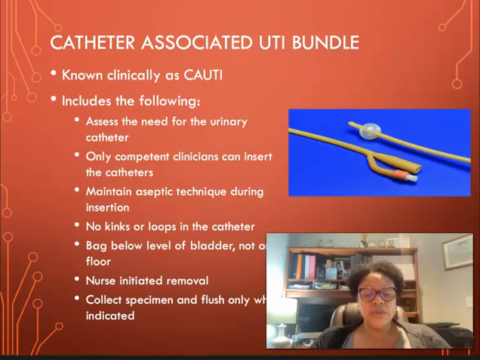Another thing is that if you do go through the port, usually there's a port on the tubing that goes to the drainage bag where you can collect specimens. You need to make sure you clean it with CHG or whatever solution and collect it sterilely, just like if you were drawing a blood culture, because if you don't, then you're probably going to introduce a bacteria into the catheter, and it will go up into the urinary system.